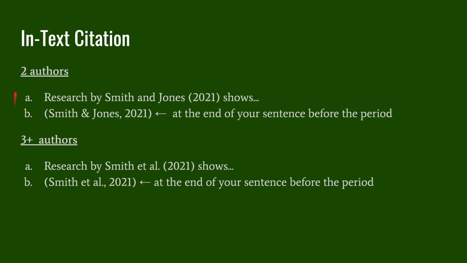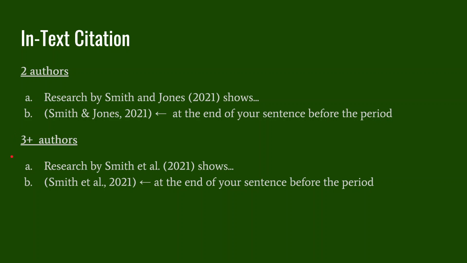First of all, we'll start off by looking at what to do when there's 2 authors. There's 2 ways to do it. You can either incorporate it into your sentence. So option A here, I wrote, research by Smith and Jones, 2021, shows blah, blah, blah. And in that way, you're incorporating the names of the authors into your sentence. The other way that you can do it is just to put their names and the year the paper was written at the end of your sentence. Like this.